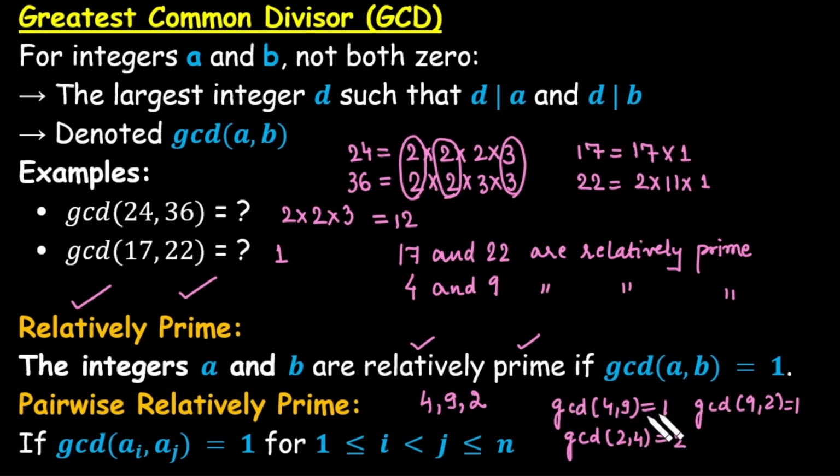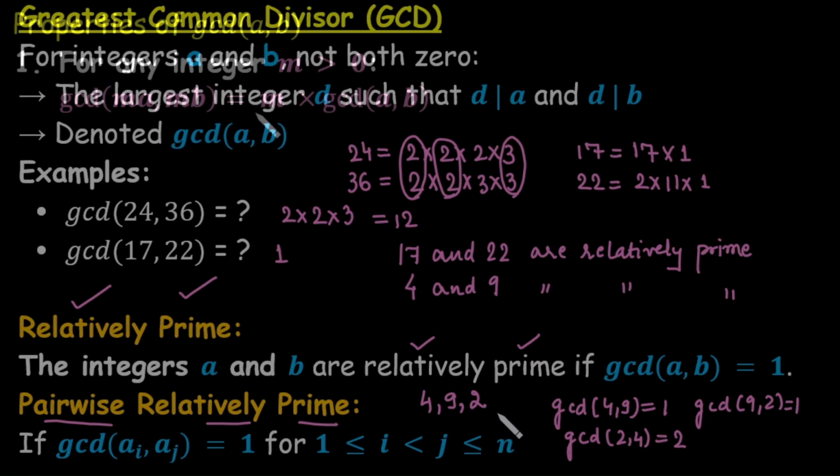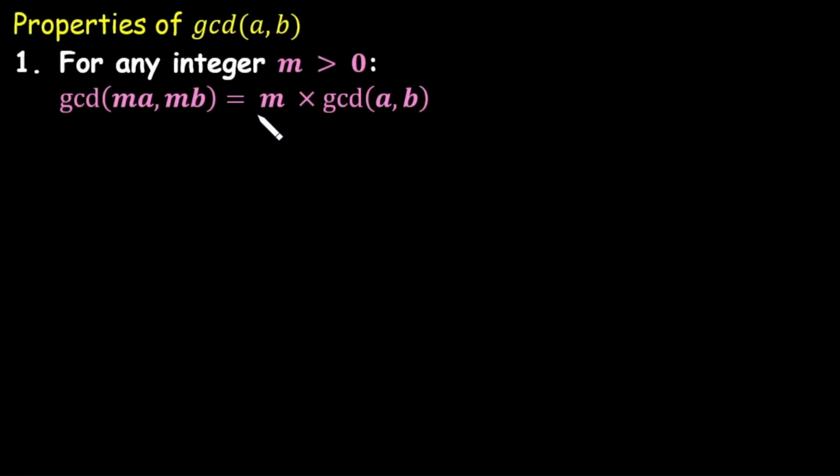As when we are considering the pairs, if the GCD of every pair is 1, then we call them pairwise relatively prime numbers. But if any pair has a GCD greater than 1, then they are not called pairwise relatively prime numbers. Now let's discuss the properties of the greatest common divisor.